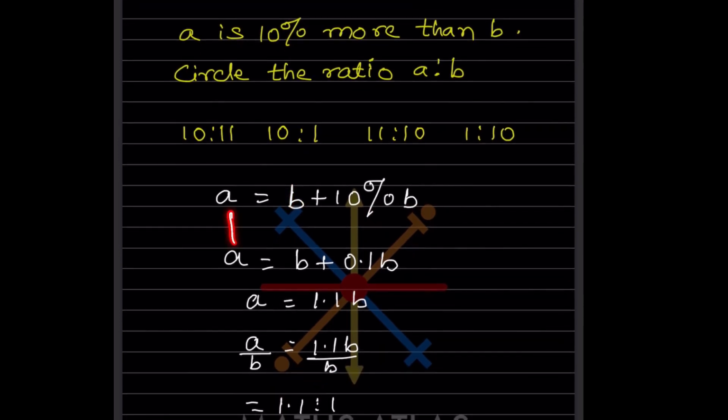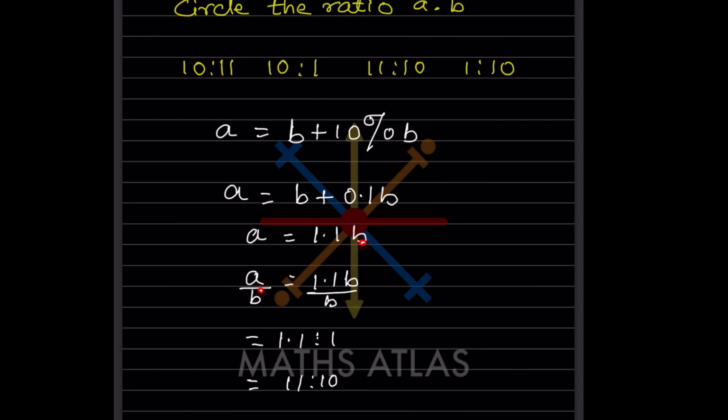So what you can write here, A will be B and 10% you will write as 10 by 100. So this is going to be what? 1 by 10 means 0.1 B. So A will be, here both are B, this is actually 1. 1 plus 0.1 means you are going to write here 1.1. So now you will take this B on the left hand side, A divided by B, that will be 1.1 B.